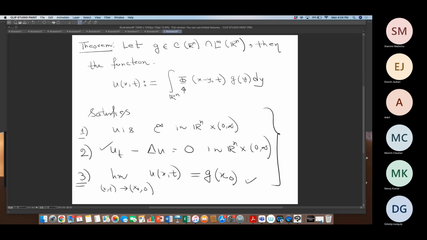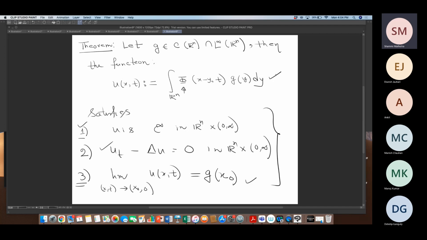Is that okay? Clear? Now I have to prove this. It's a big theorem, like what we have proved for the Laplace equation, right? So let's do that. Do I need to prove that u is a C infinity function? Anyone? Please tell me. Do I need to prove that u(x,t) is a C infinity function? It's a triviality. Why is it trivial? Can you tell me?